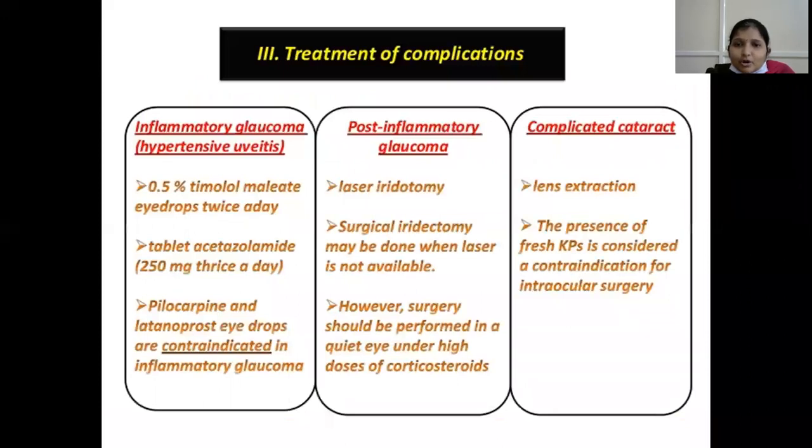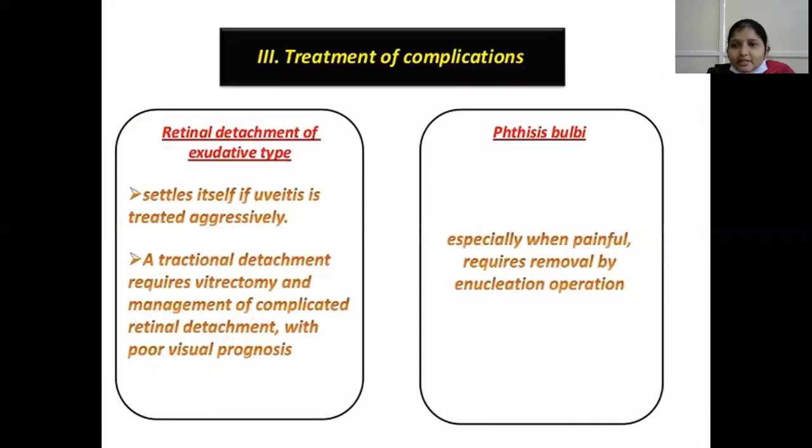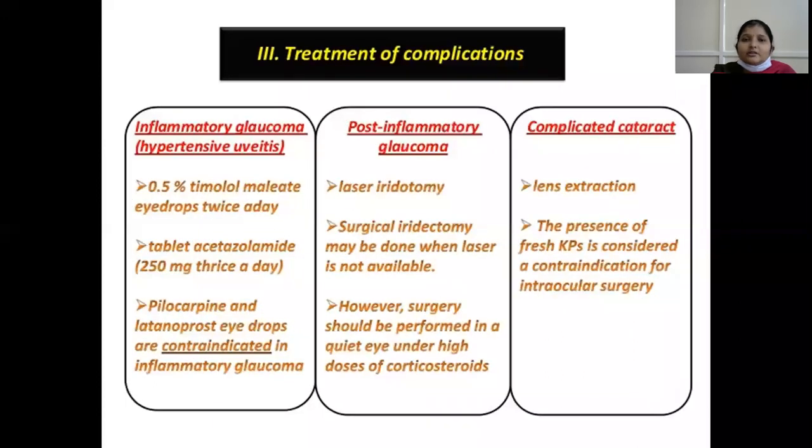Next, coming to treatment of complications. So what are the complications we have seen? One is glaucoma, another one is complicated cataract, and retinal detachment, phthisis bulbi. So how do we treat glaucoma? When it is in the acute stages caused due to hypertensive uveitis, that is inflammatory cells clogging the trabecular meshwork, in such cases there is difficulty in the drainage of the aqueous humor. So we have to give 0.5% timolol maleate twice a day, or drugs like acetazolamide, which is given orally. Systemic acetazolamide 250 mg thrice daily can be given.